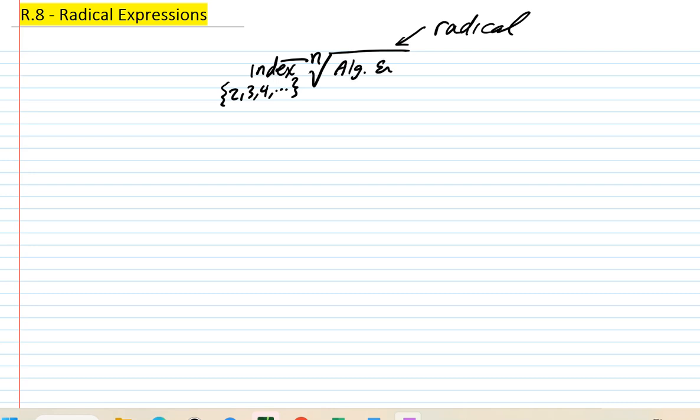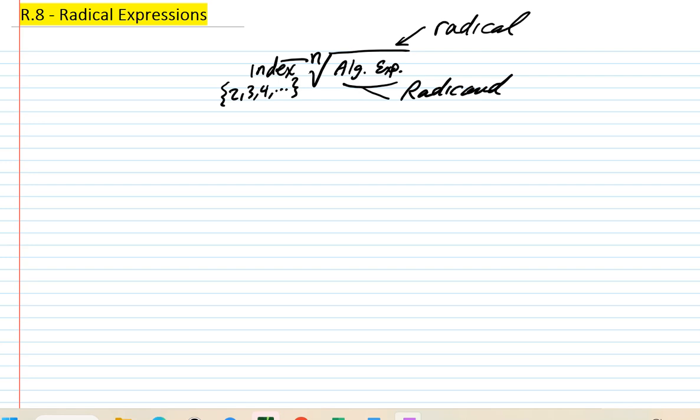Okay, in this lecture, we're going to talk about radical expressions. Now, a review of radical expressions. If you recall, radical expressions are expressions in this form, where here we have the radical symbol, right? This is called the radical symbol. n is the index of the radical. The index has to be 2, 3, 4, and so on, natural numbers or integers greater than or equal to 2. And here we have an algebraic expression, which we call the radicand. So this would be the anatomy of the radical expressions for us.